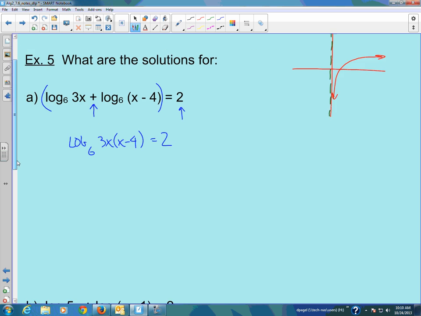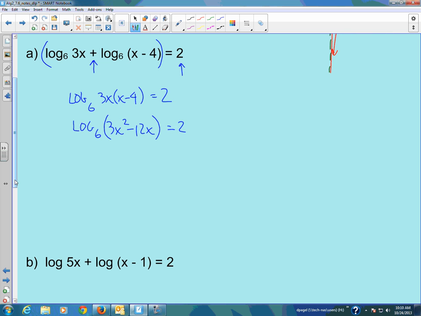Do a little simplifying here, we get log base 6 of 3x squared minus 12x. So that's what I'm taking the log of. This is equal to 2. Here, now you're left with the choice. Do I want to exponentiate? Do I want to just simply change my form? Regardless of which method you desire to go with, you're going to get the following. 6 squared is equal to 3x squared minus 12x. And now you get 0 is equal to 3x squared minus 12x minus 36.